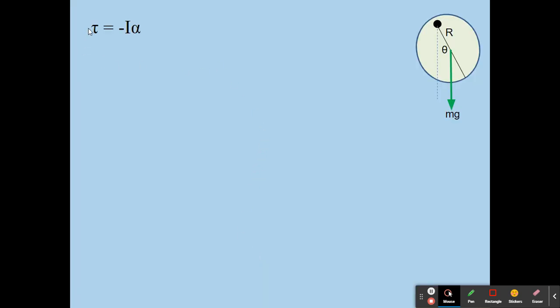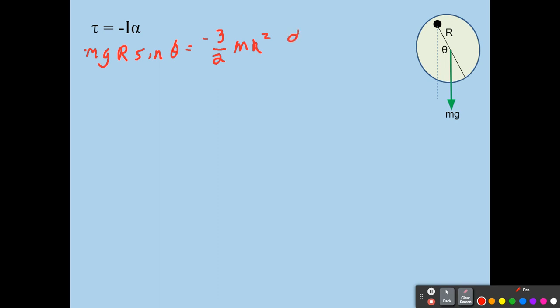All right, so we start with torque is equal to negative I alpha. So that's going to be mg times r sine theta. That's our torque, equal to our I. In this case, we just figured it out. I is going to be 3/2 mr squared. And then alpha is going to be the second derivative of theta with respect to time.